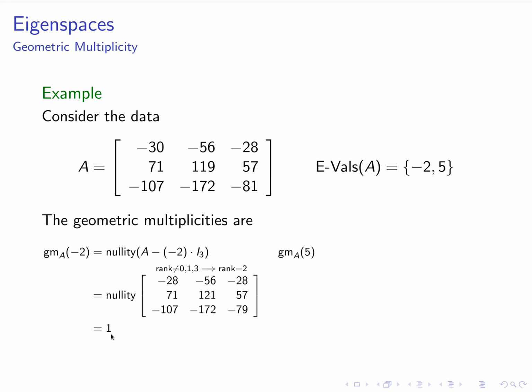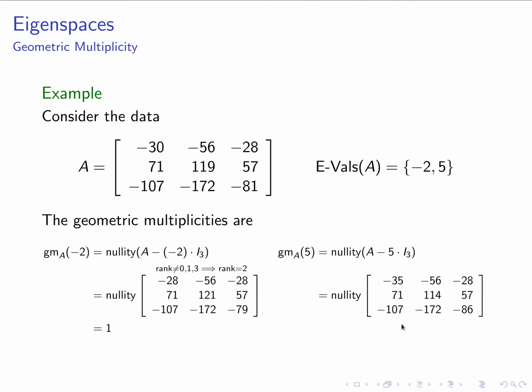Let's look at the geometric multiplicity of 5 as an eigenvalue. By definition, the geometric multiplicity of this eigenvalue is the nullity of the difference matrix. So now we want to look at this matrix A minus 5 times the identity matrix and calculate its nullity. Well, we're now subtracting 5 from the diagonal of our original matrix here. So -30 becomes -35. 119 becomes 114. And -81 becomes -86. So now, again, we're looking at the nullity of this matrix.